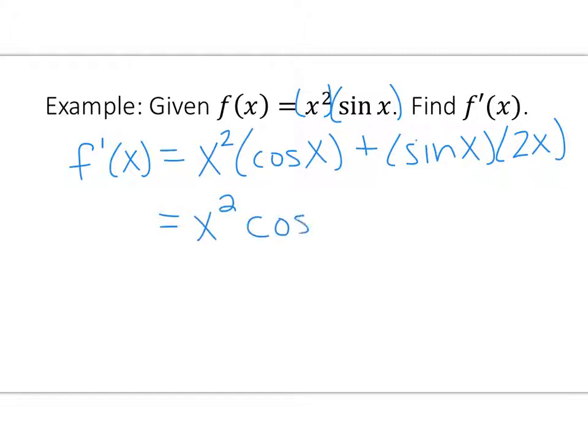So I have x squared times cosine x plus 2x sine x. The reason I like to put those out in front is I don't want to accidentally think that I can multiply this x and this 2x and change the angle. The angle does not change. Sine of x is a function, and that stays its own little piece.